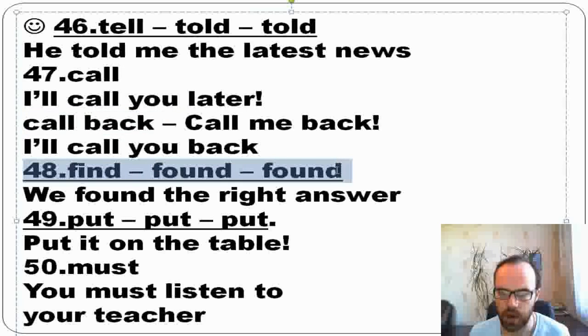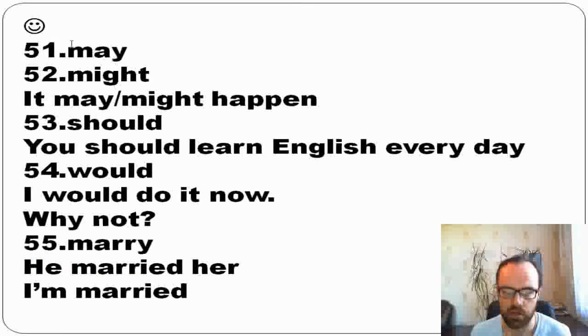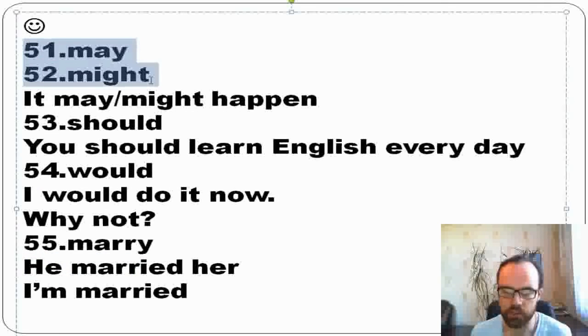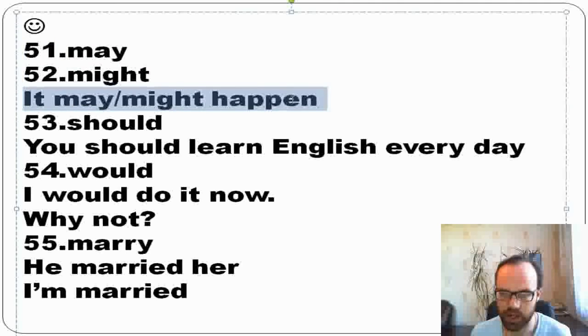Find, found, found. We found the right answer. Put, put, put. Put it on the table. Must. You must listen to your teacher. May, might: it means probably, maybe. It may happen or it might happen. Should. You should learn English every day. Would. I would do it now. Why not?